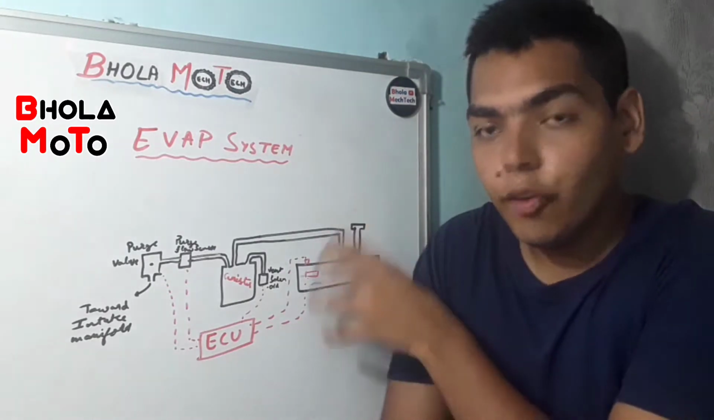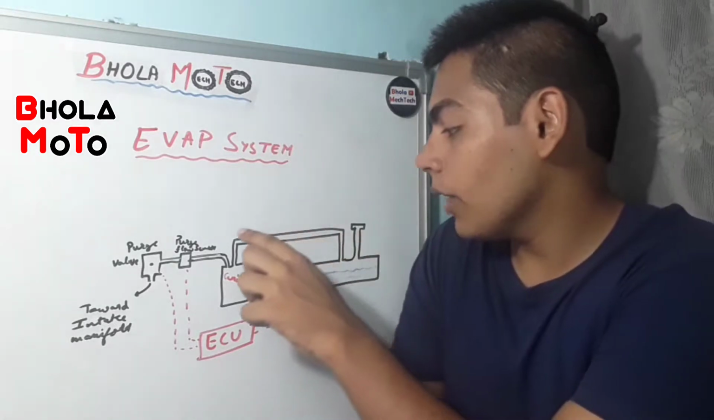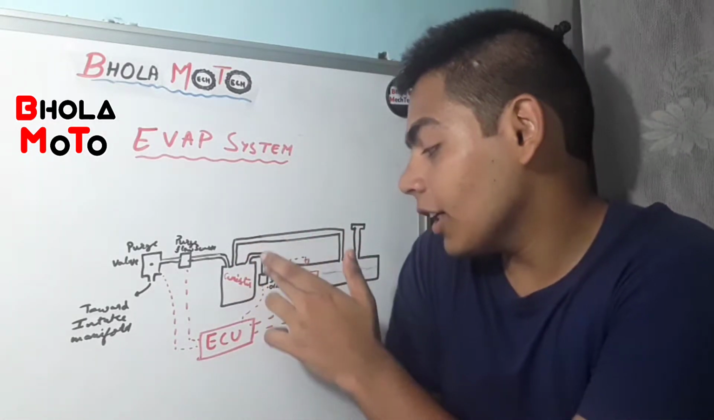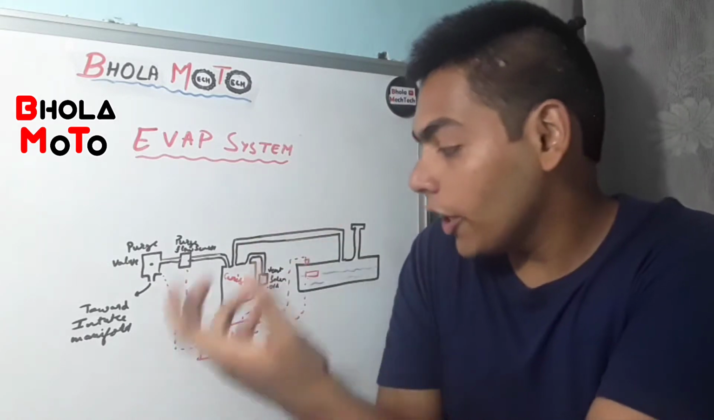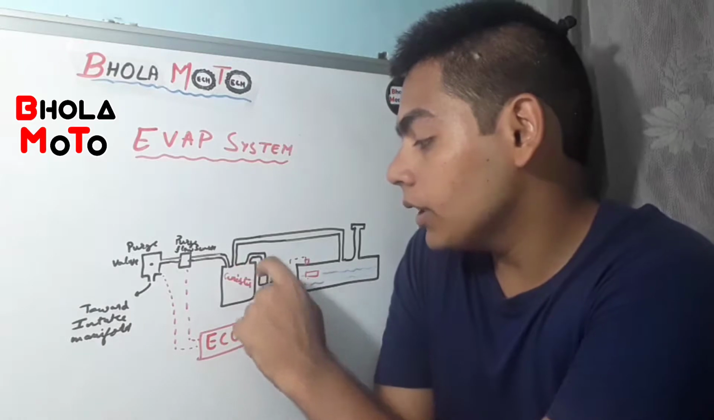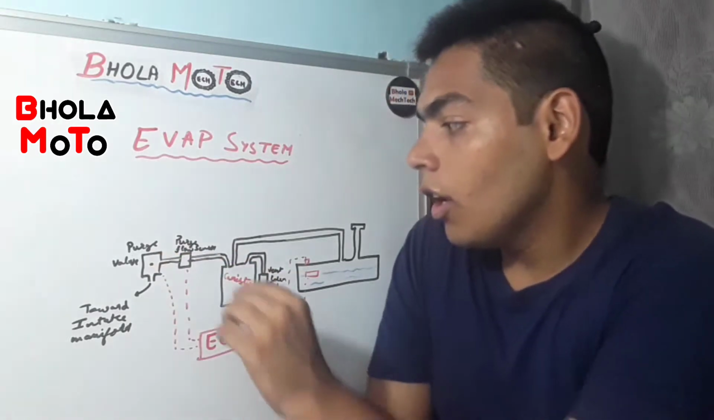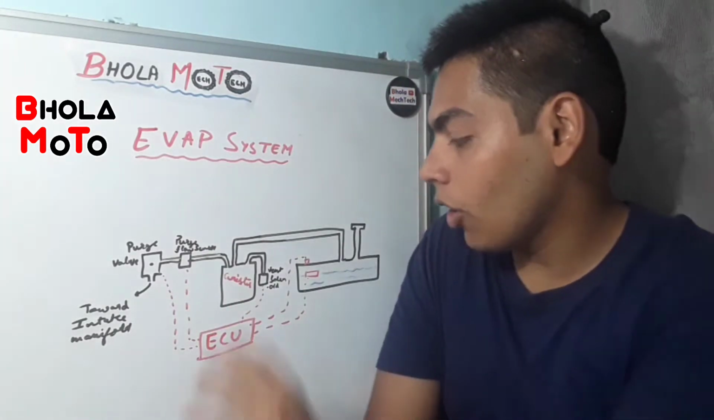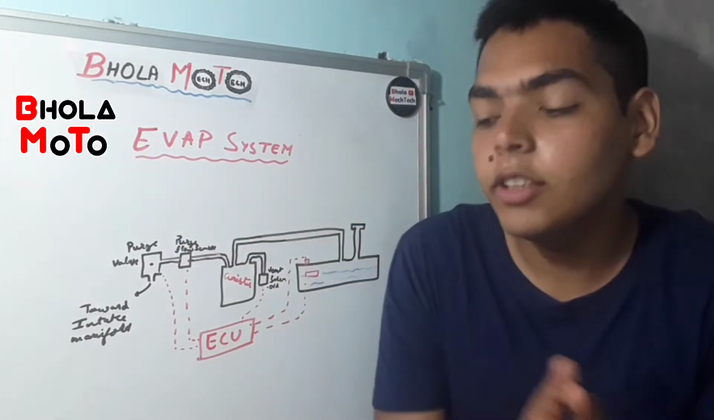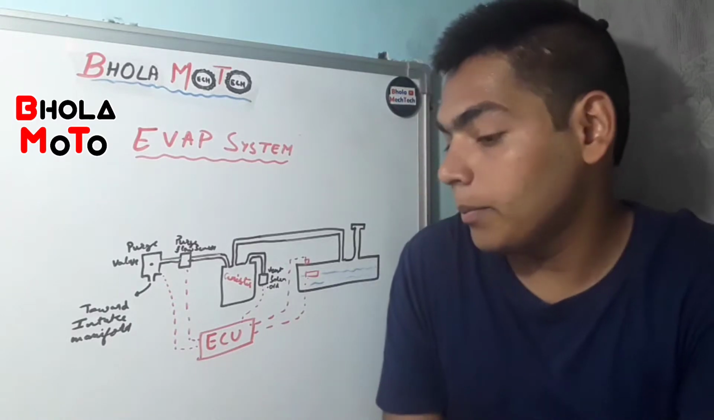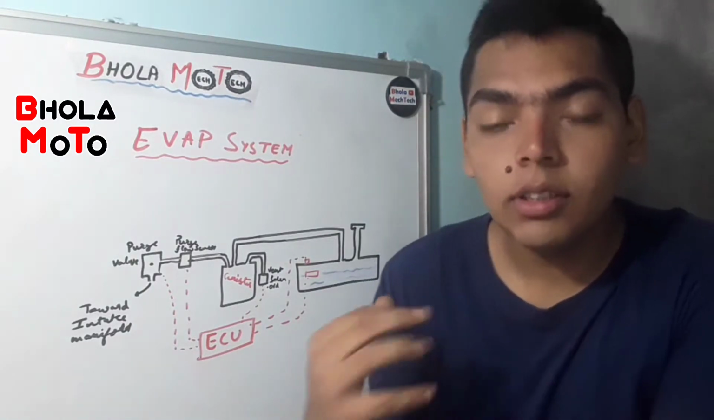This is the fuel tank, and this is the vent of the fuel tank, which is connected to the carbon canister. After the carbon canister there is a vent which is solenoid controlled. Another point of this canister is connected to the purge valve, accompanied by the purge flow sensor. All this system is connected to the ECU, which is monitoring it all the time. Now I will tell you how this system works.